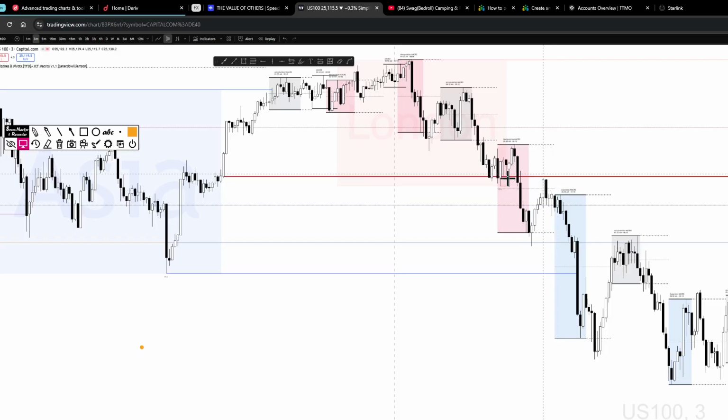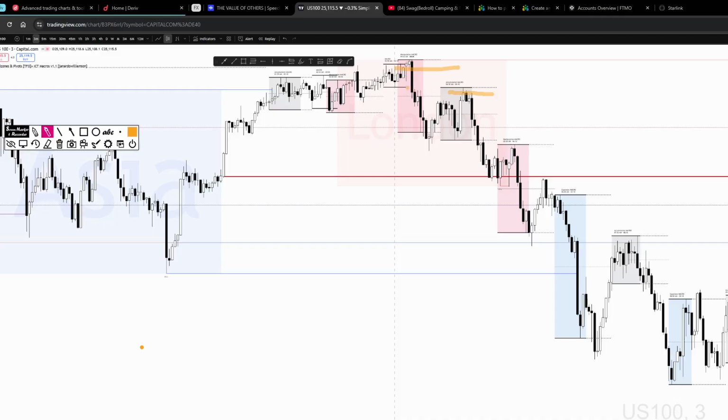So inside all of these macros, there were entries to bring us lower. You just need to know what to look for. So starting in London, after we ran these highs, this was one such entry. We had another one here.